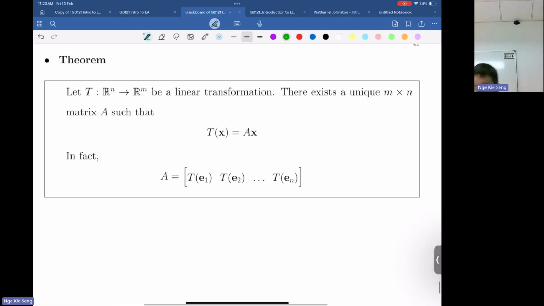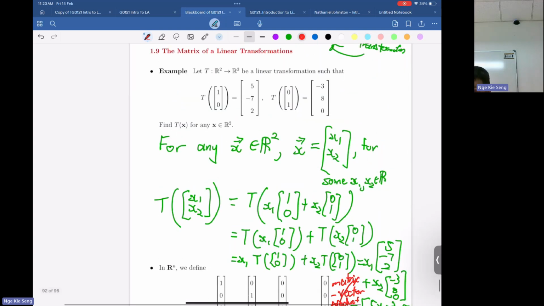So this is a theorem. If you have a linear transformation from Rn to Rm, you can try to find the matrix that represents this T. How do you find it? You split the matrix into columns, and the columns are made by taking your linear transformation acting on the standard basis. Let's look at the example before. We are trying to find the matrix associated to this transformation. So let's copy this down.